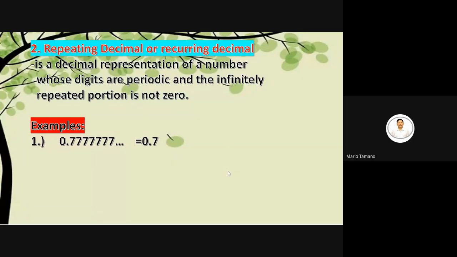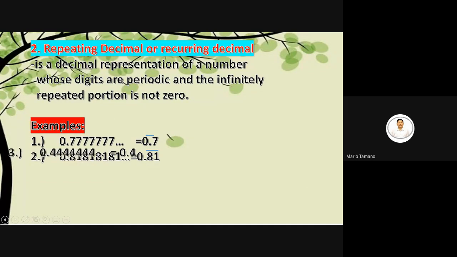Okay, so pwede natin putulin po, and that is, pwede natin lagyan ng bar sa itaas ng 7. Okay? Next, number 2, we have 0.8181818181. Okay, so ang repeating digit natin dyan ay 8 and 1. Repeating decimal po yan. Okay?